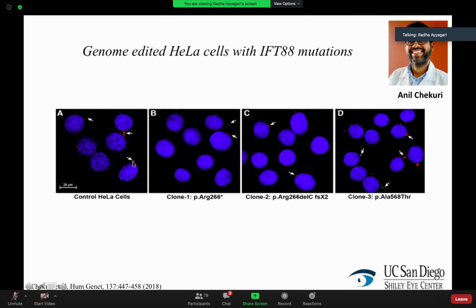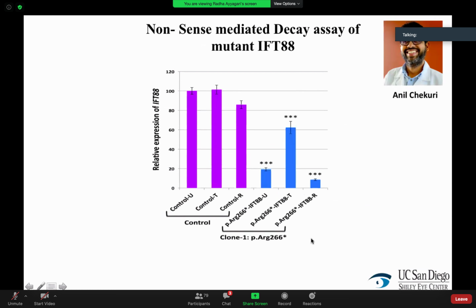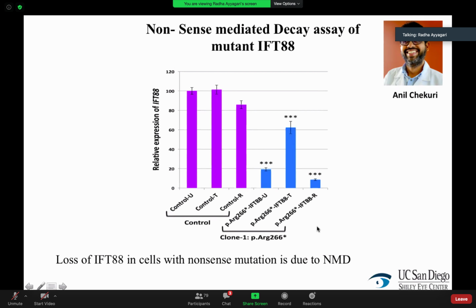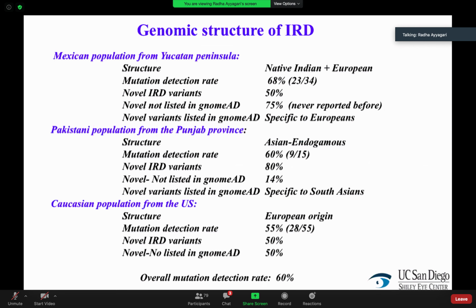In control lines, we see the localization of IFT88 at the base and the tip of the connecting cilia. The two mutations we observed in this patient result in abnormal ciliogenesis, and probably that is what is underlying the pathology. Anil also measured the levels of transcript in cells with the stop codon mutation, and as expected, there are significantly low levels of the transcript. He further showed that this transcript undergoes nonsense mediated decay, and that's how it results in loss of this protein. So we established the involvement of IFT88 as a novel gene associated with inherited retinal dystrophy.